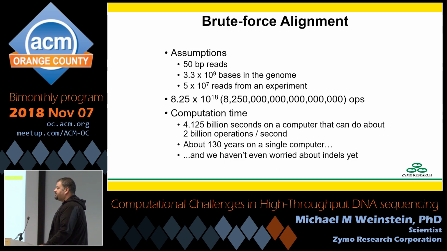So what does this look like under the conditions that exist within a standard sequencing experiment and a standard human genome? I'll make a couple assumptions here. I'll assume the reads are 50 bases long. I'm going to assume there's 3.3 billion bases in the genome. That's roughly what you get with a human genome. And about 50 million reads from the experiment, which is actually what you used to get from an experiment. Now you get a whole lot more.